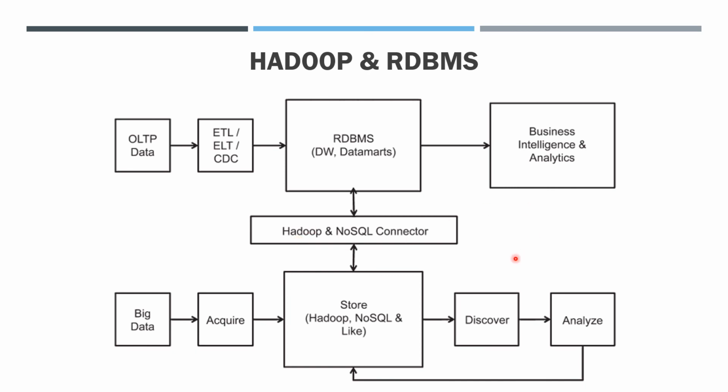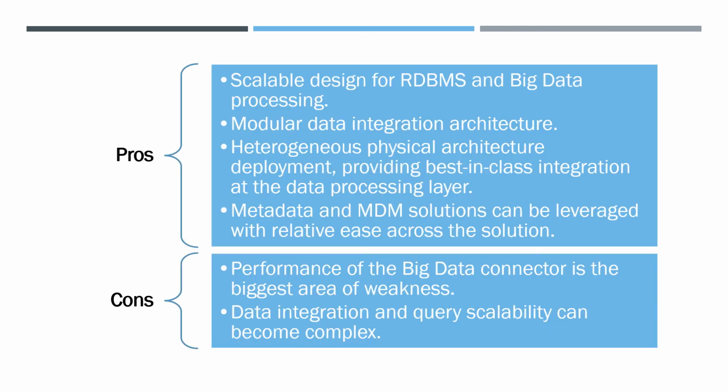Okay, so let's take a look at the pros and cons for this integration. The pros: scalable design for RDBMS and big data processing, modular data integration architecture, heterogeneous physical architecture deployment, providing best-in-class integration at the data processing layer, and metadata and MDM solution can be leveraged with relative ease across the solution. For the cons, performance of the big data connector is the biggest area of weakness, and data integration and query scalability can become complex.